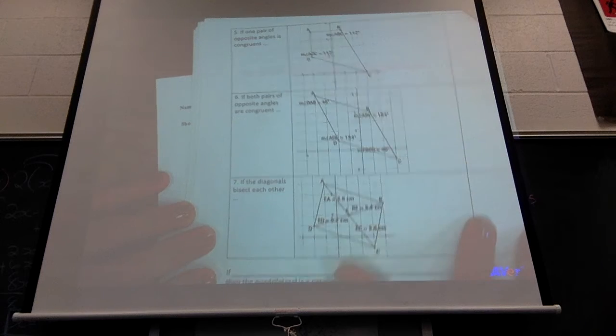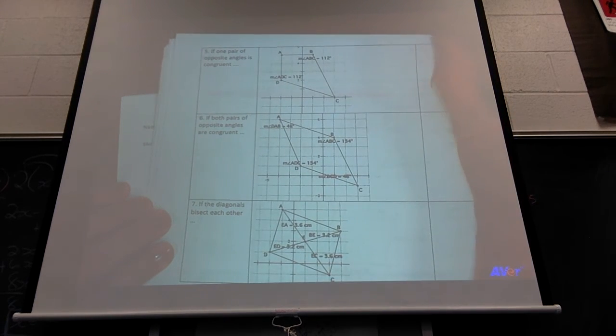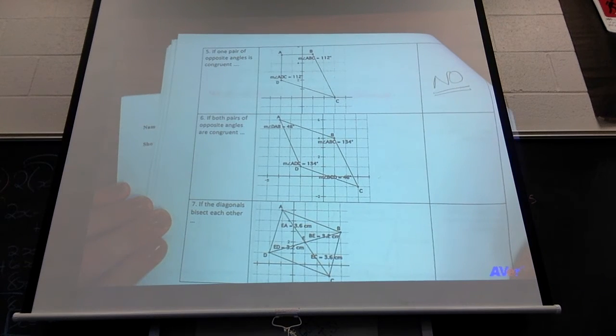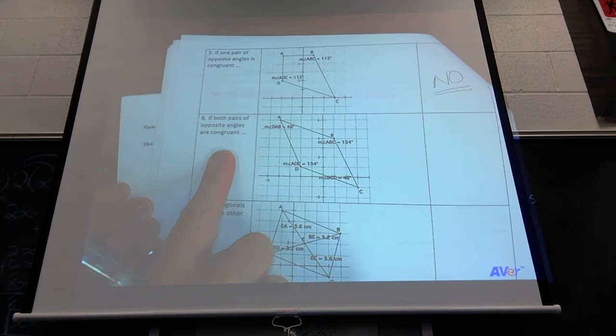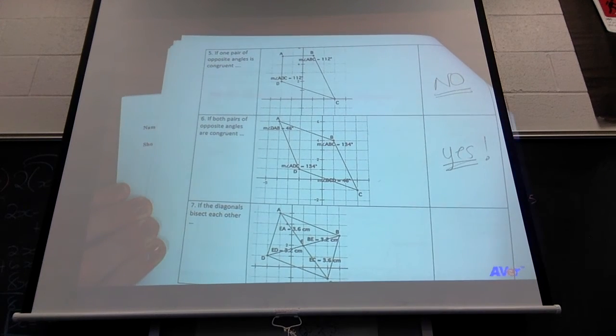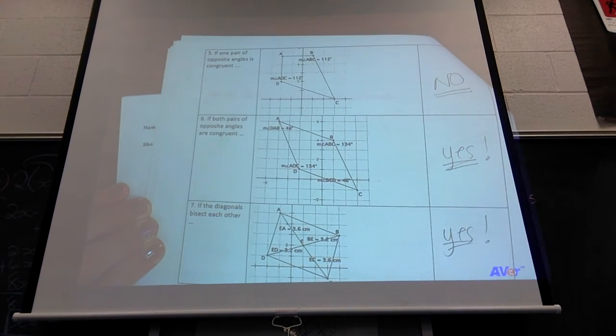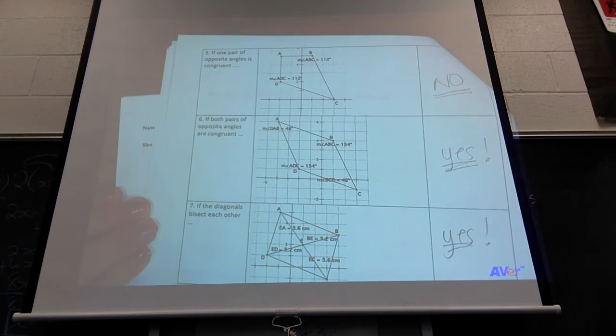On number 5, you should have found here that if 1 pair of opposite angles is congruent, that is not enough to guarantee you have a parallelogram. But if both pairs of opposite angles are congruent, that is enough to tell us that we have a parallelogram. On number 7, if the diagonals bisect each other, then yes, that is enough to show us I have a parallelogram because the opposite sides are parallel.